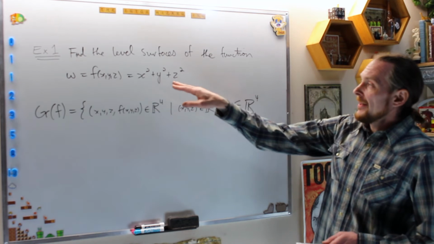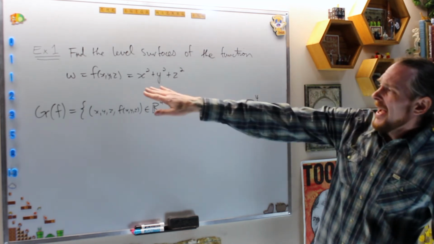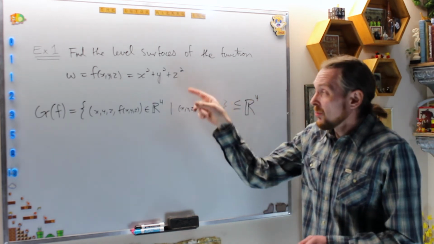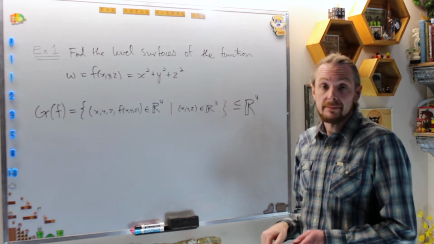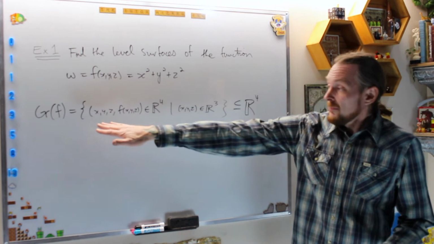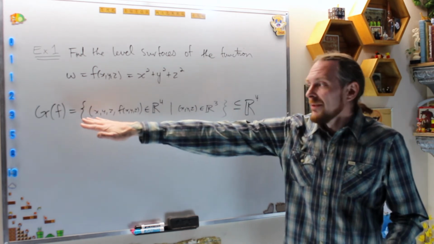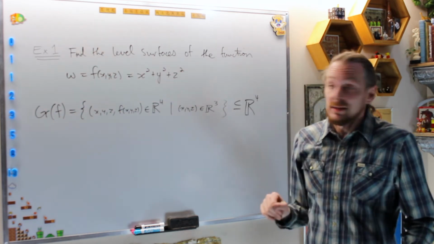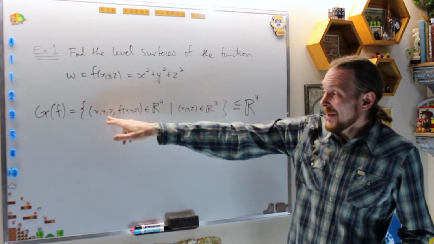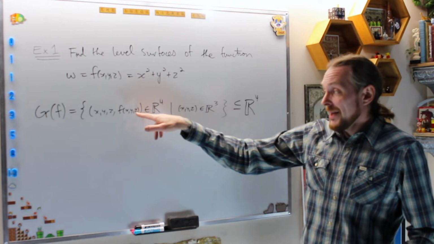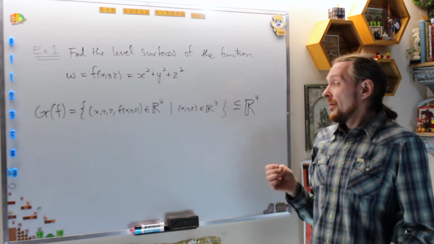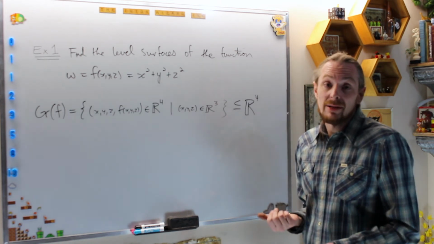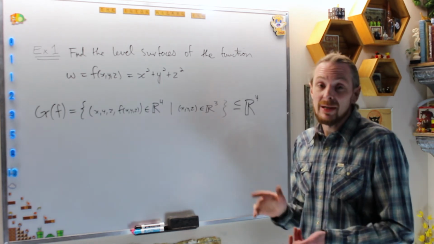Example 1: we want to find the level surfaces of the function w, which is f of x, y, z, equal to x squared plus y squared plus z squared. Now remember, the graph isn't necessary for the problem. But the graph of f of 3 variables is going to be x, y, z, f of x, y, z in R4. So we can't draw this anymore. I don't know how to draw in 4 dimensions. All I can draw is up to 3 dimensions.